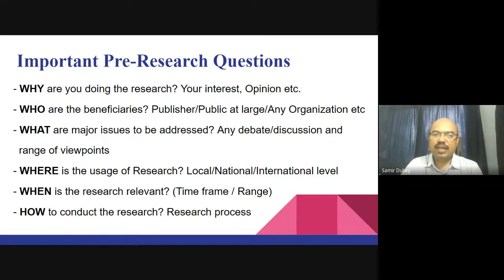Then comes what the major issues to be addressed are. Once again, whether there is any debate, discussion, or range of viewpoints. So there are three different things. Debate is where we have to prove a viewpoint or a specific opinion correct or incorrect. Then whether there is any discussion. In a debate, we will definitely have to either prove something right or prove something wrong.